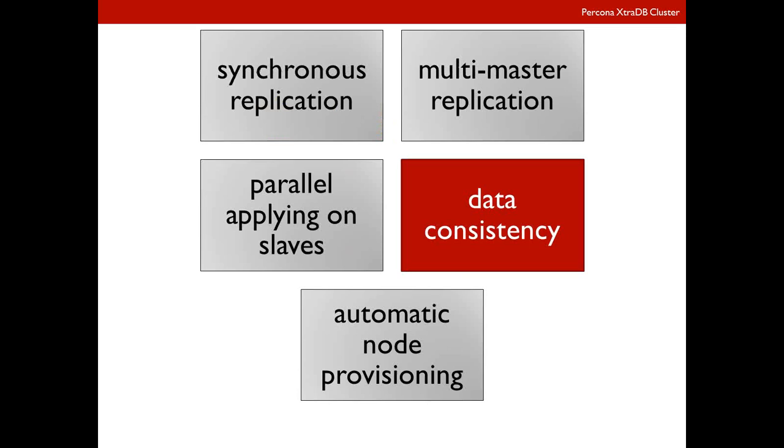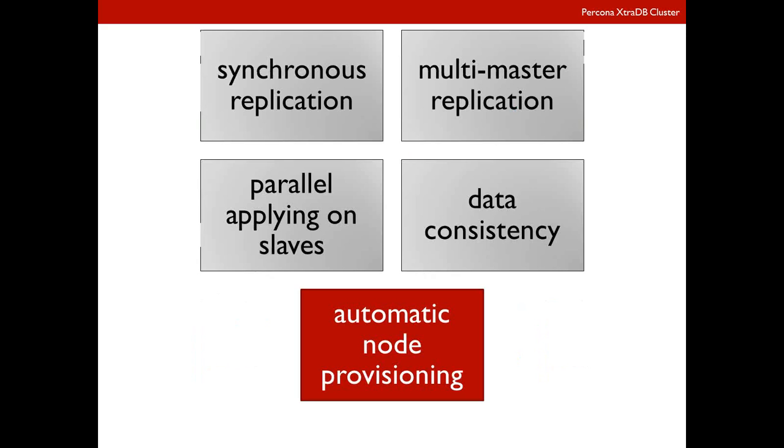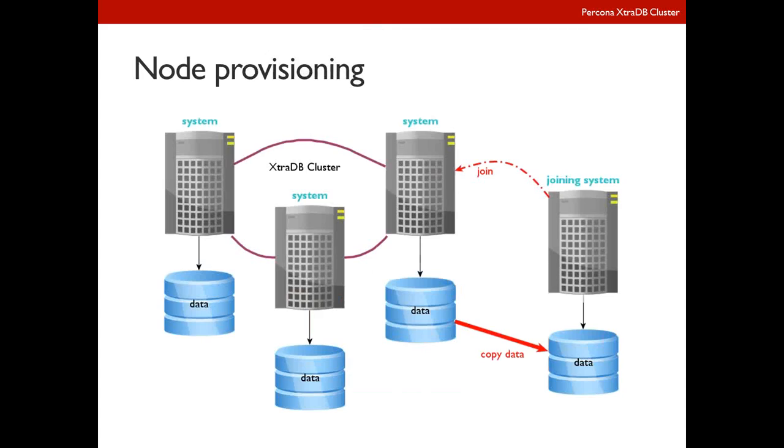Fourth benefit is data consistency. In XtraDB cluster, we guarantee that data is equal on all nodes. A transaction is either committed on all nodes or not committed at all. And the fifth is automatic node provisioning. When one node joins the cluster, it automatically copies data from an existing node.